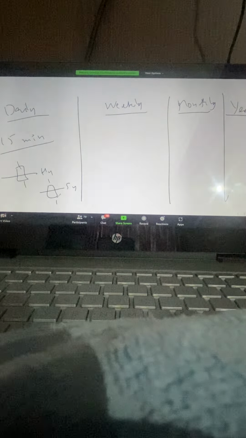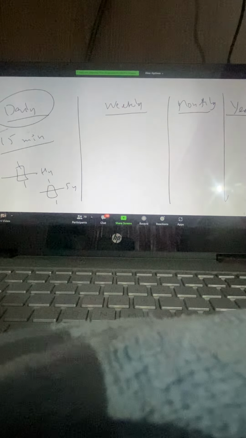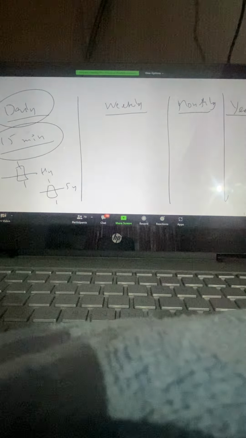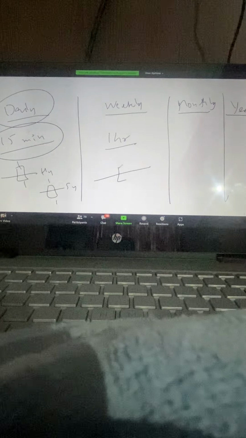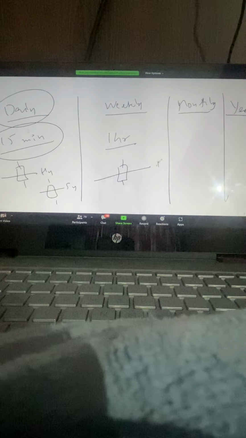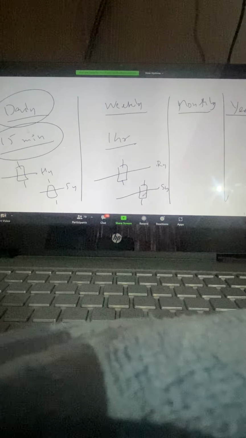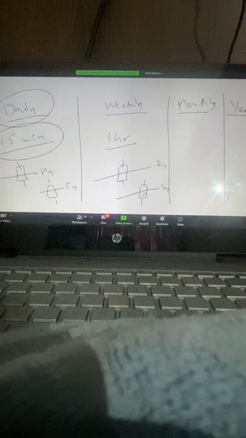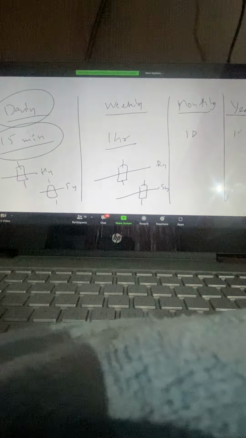So to identify or to analyze trend of daily pivots, you will use 15-minute time frame. For weekly pivots, you will use 1 hour time frame. So that means you need a 1 hour close above weekly R4 or below weekly S4. Okay. Same thing for monthly as well. For monthly, you will use daily time frame, and for yearly, you will use 1 week time frame.